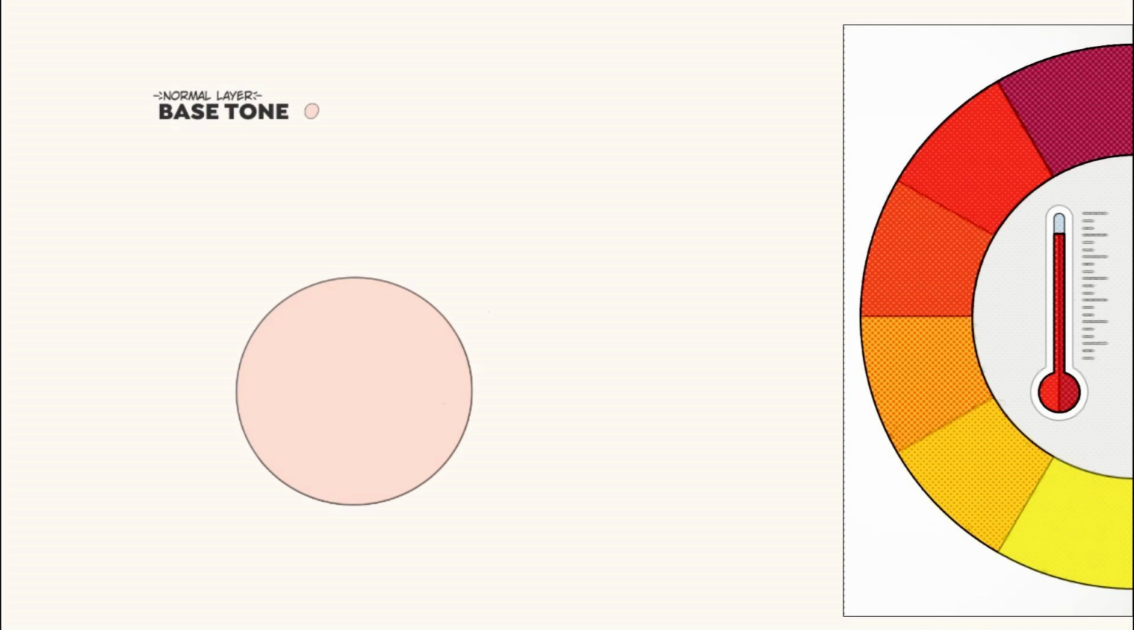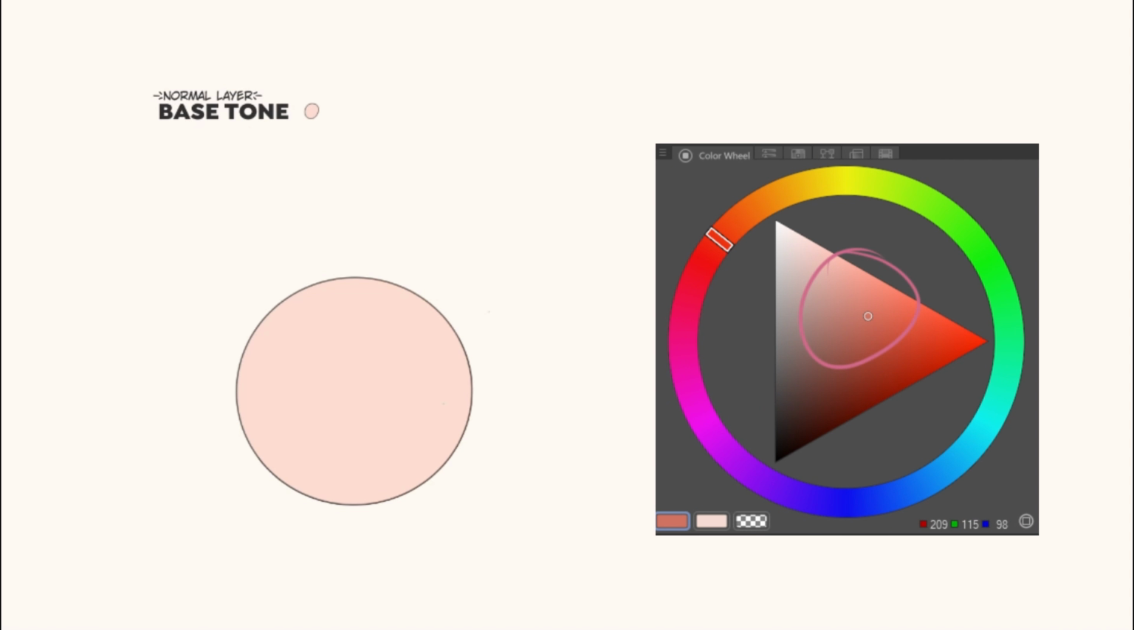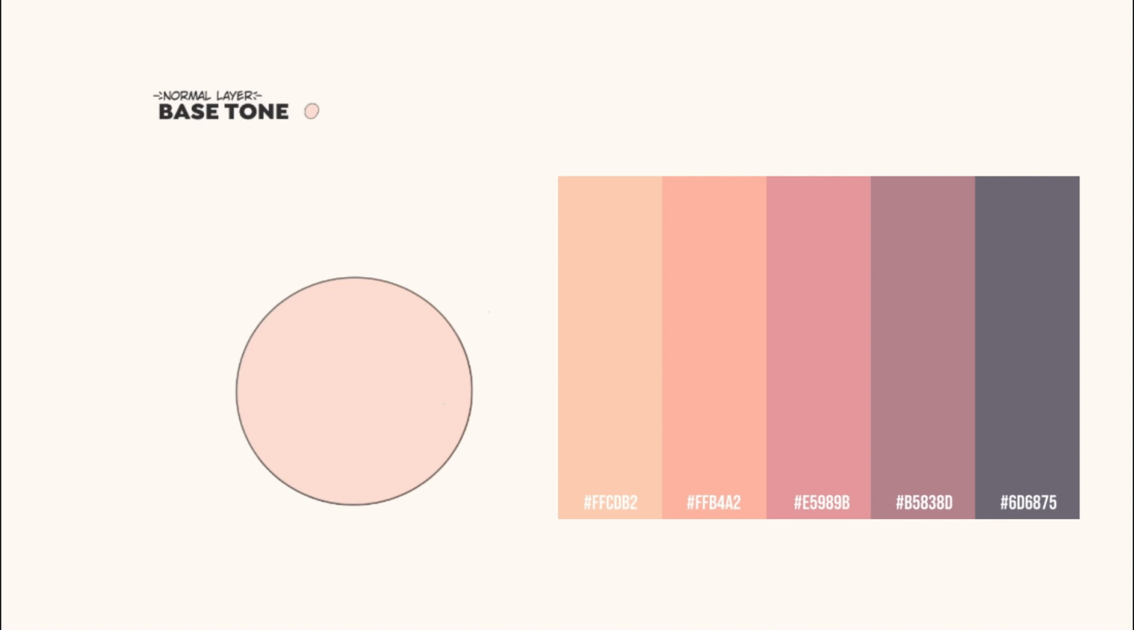So here we have our skin. First, get your preferred skin tone. I usually pick my colors around here. I highly recommend getting a muted color or colors that are in this area. You can actually choose any color you want as long as they're neutral or muted, because it's going to be easier to add saturation and values later on.